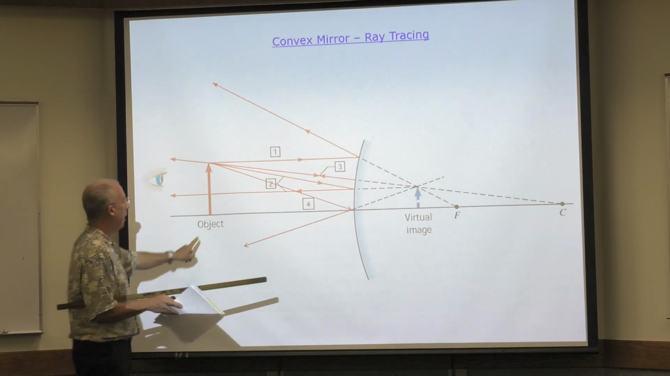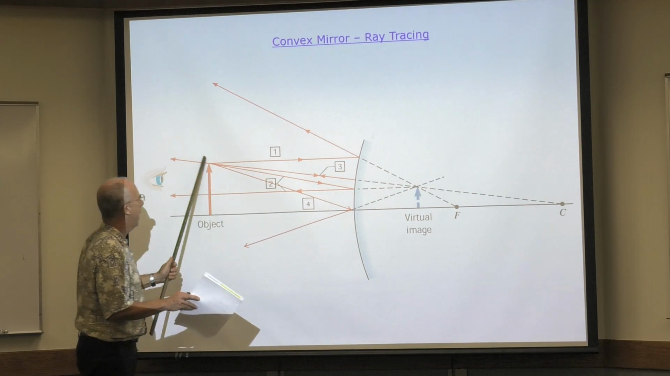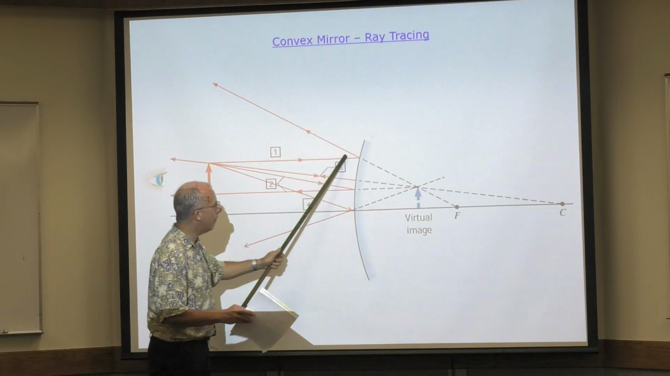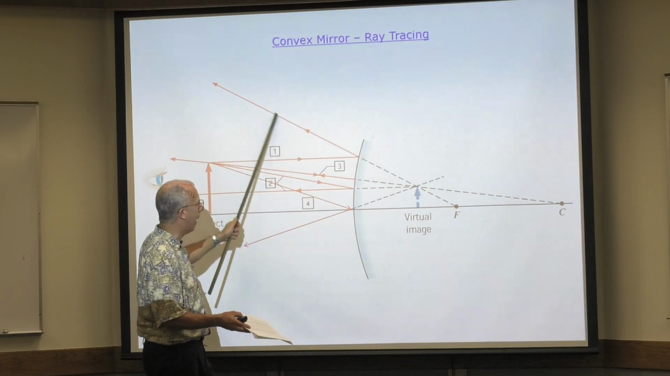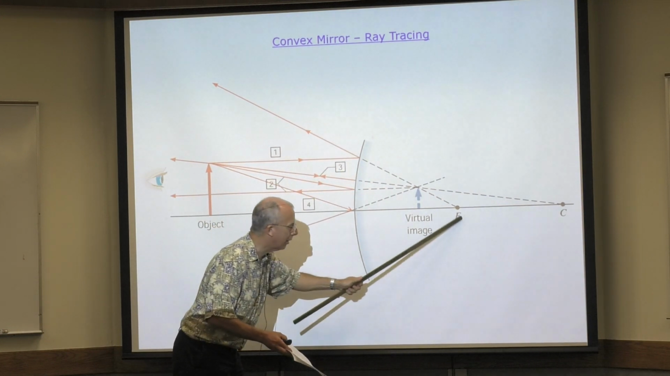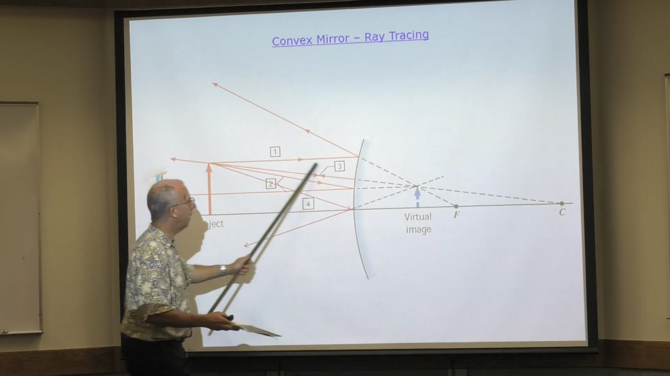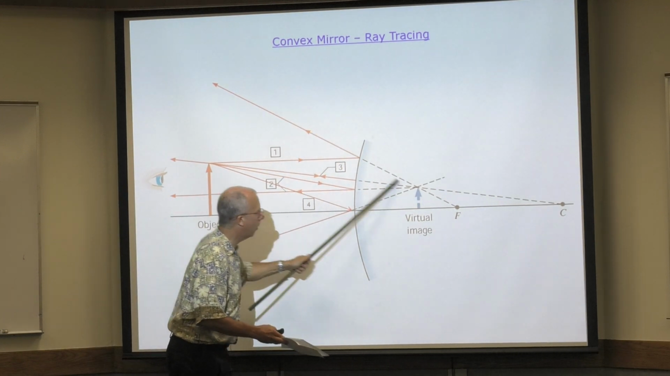Watch. Here's the object. Parallel in. Now it's going to diverge, right? So it diverges. So what do you do? You backtrack. Focal out. Isn't that nice? Parallel in, diverges, focal out. Great.